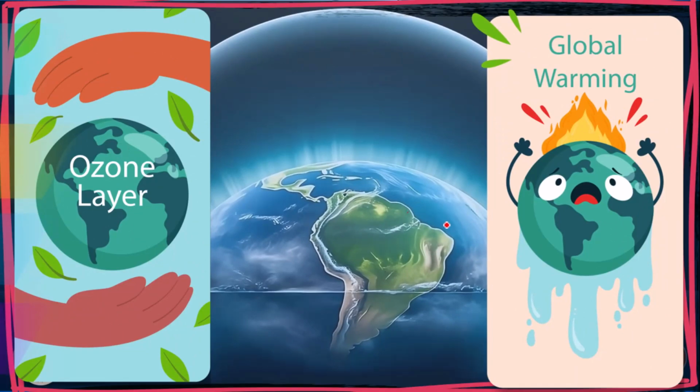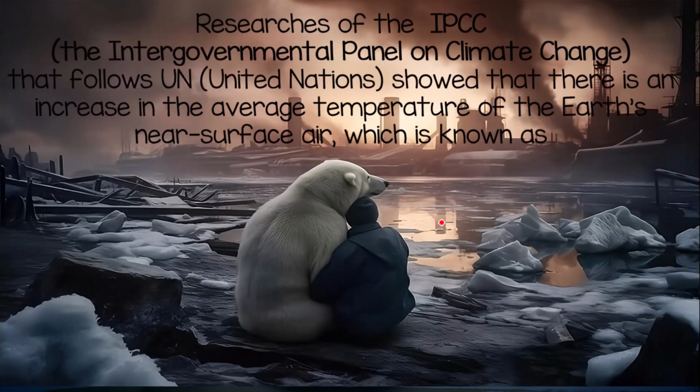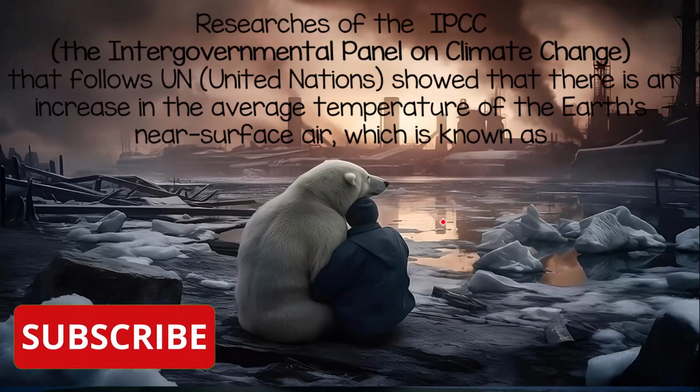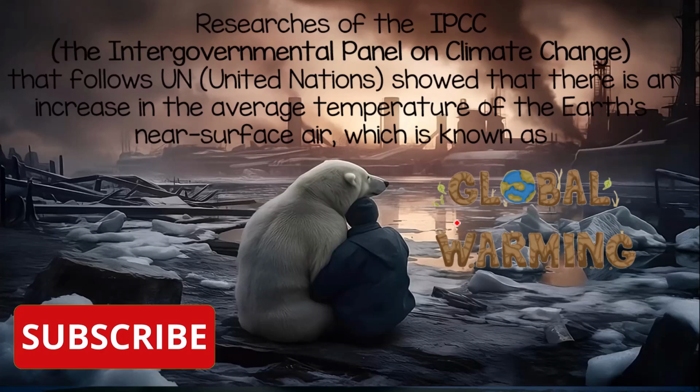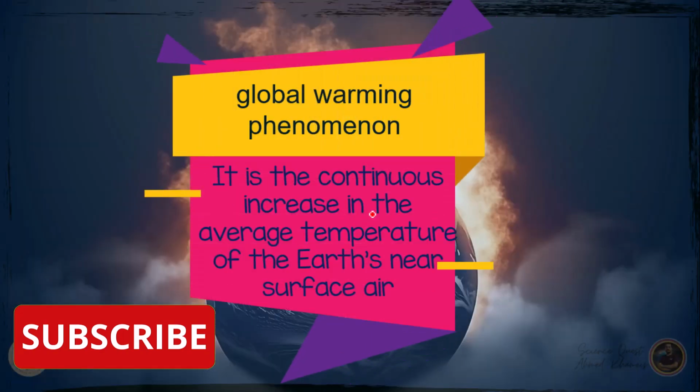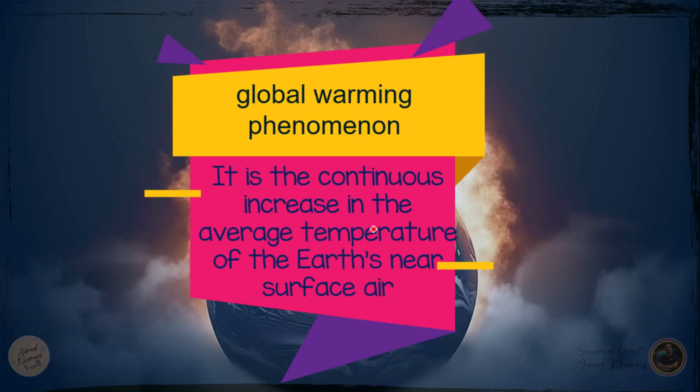Second, global warming. Researchers of the IPCC, the Intergovernmental Panel on Climate Change, which follows the UN, or the United Nations, showed that there is an increase in the average temperature of the Earth's surface, known as global warming. So global warming is the continuous increase in the average temperature of the Earth's near-surface air.